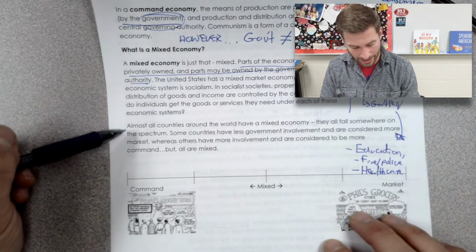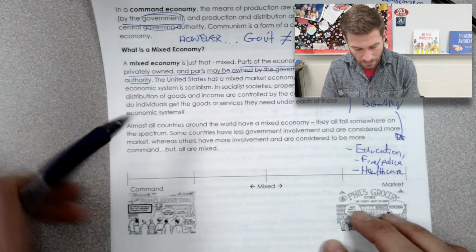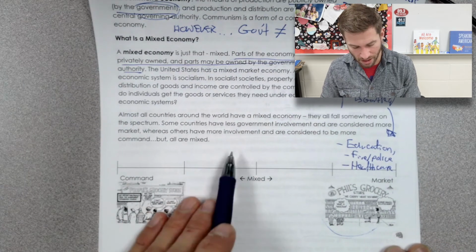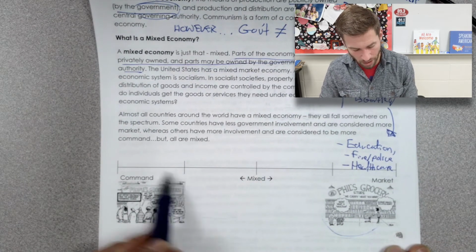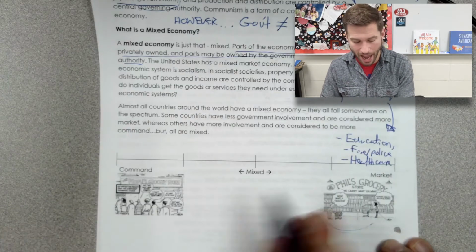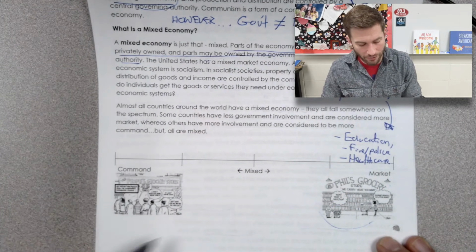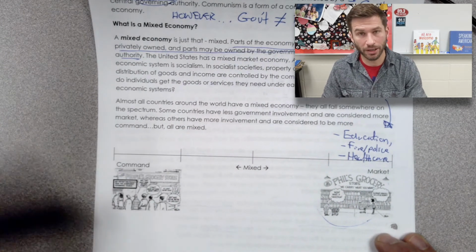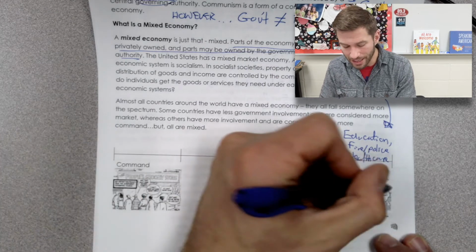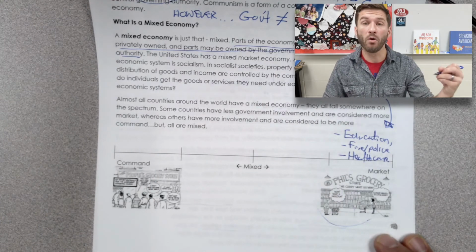Now, reading on, closing it out. Almost all countries around the world have a mixed economy. They fall somewhere on the spectrum. Some countries have less government involvement and considered more market, whereas other countries have more involvement and considered to be more command, but all are mixed, right? With very, very few exceptions, every economic system in the world falls somewhere on this spectrum. The more governmental involvement, the more governmental regulation, the more command an economic system would tend to be. The less governmental regulation, the less governmental involvement, the more on the people, the more market it would be.